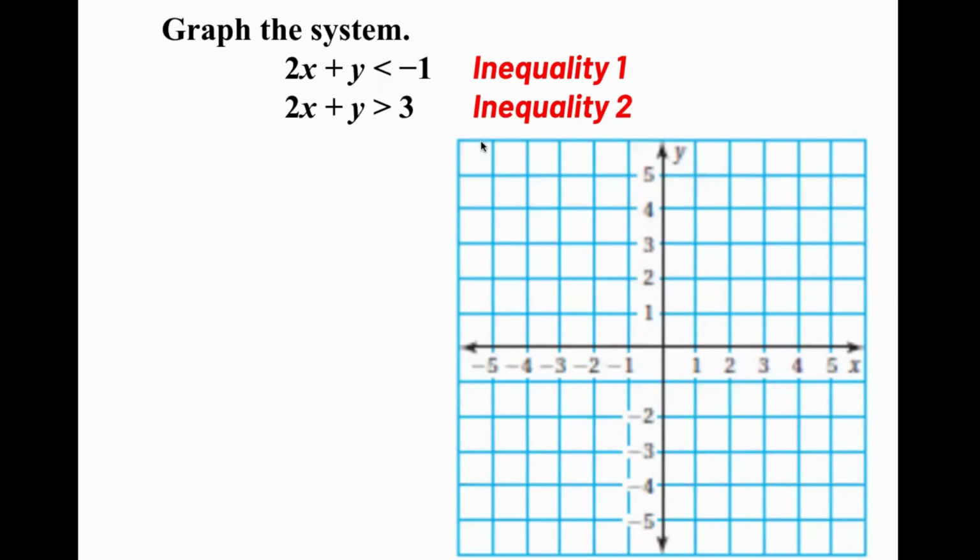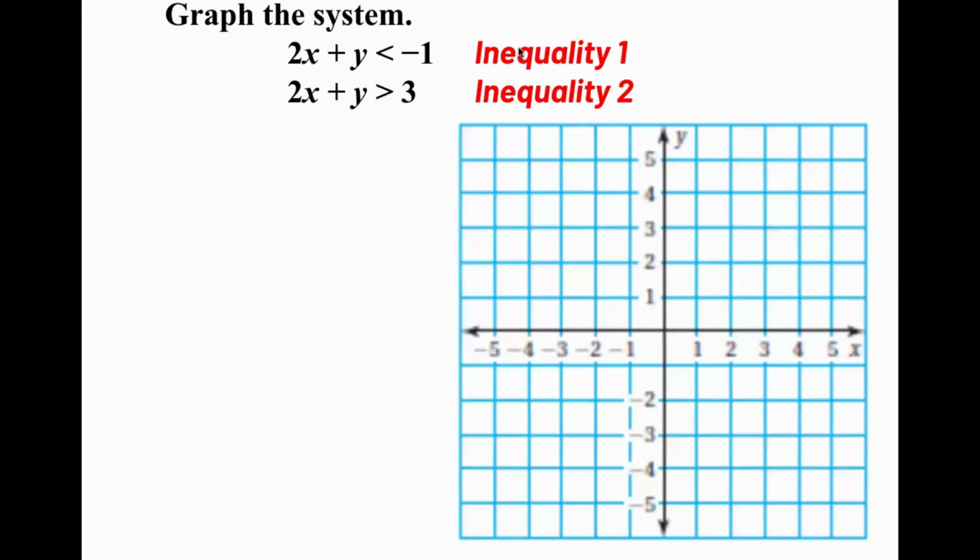Now in our previous example, our inequalities were already given in slope-intercept form, so we just used the y-intercept and slope to graph. However, we can see here that our inequalities are in a different format. So I'm going to first rewrite these to isolate y.